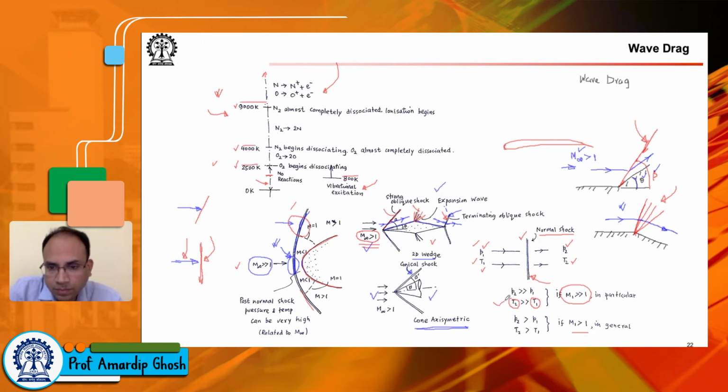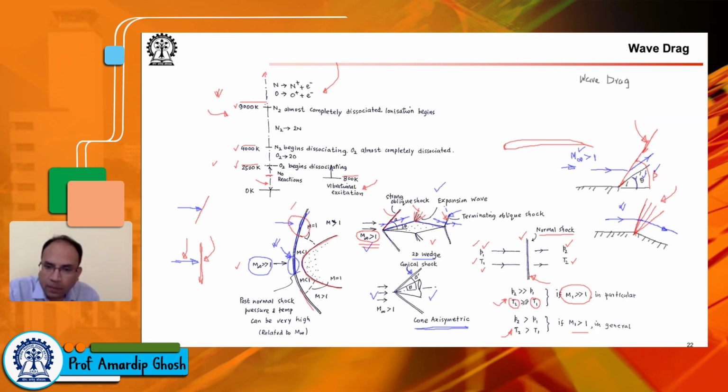It is because of this that across a shock wave, static temperature increases. In fact, you will also see that there's something called stagnation temperature, and across a shock wave or an expansion wave, the stagnation temperature does not change. We have not talked about what stagnation temperature is, but at this point, forget stagnation temperature. Let us deal with static temperature only.